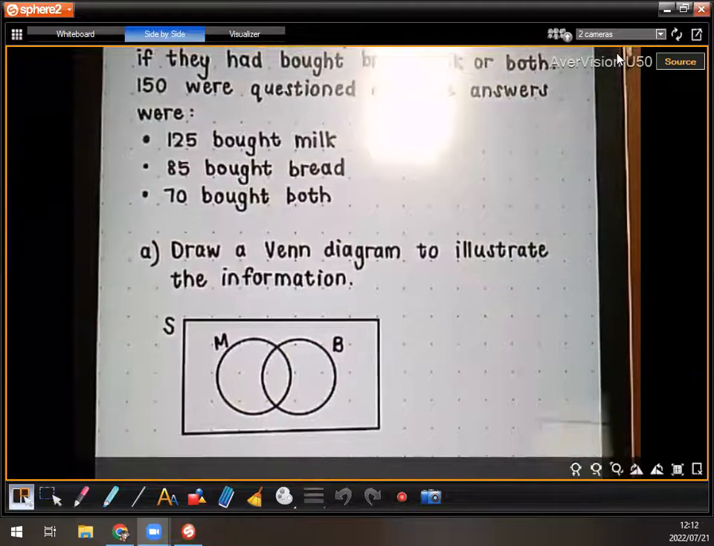Okay, I would probably just call the one circle M for milk and the other one B for bread. Usually in a test exam, they'll tell you which letters to use.